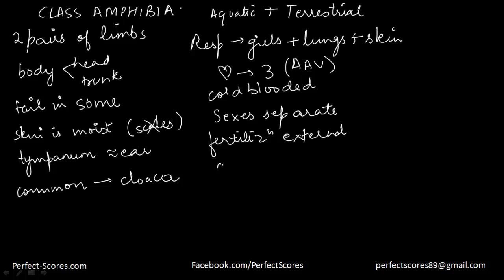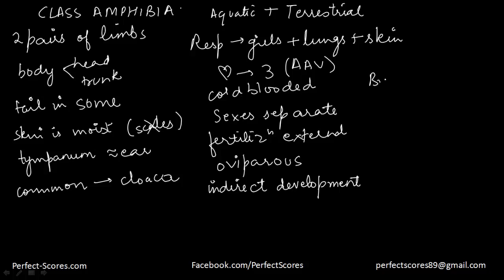They are oviparous, that means they give eggs instead of giving birth to live organisms, and the development is indirect. Usually there is a tadpole stage involved from an egg to a fully developed mature adult. Some common examples are Bufo, which is the toad. So that is the scientific name of the toad.